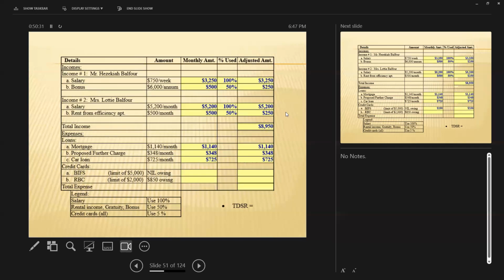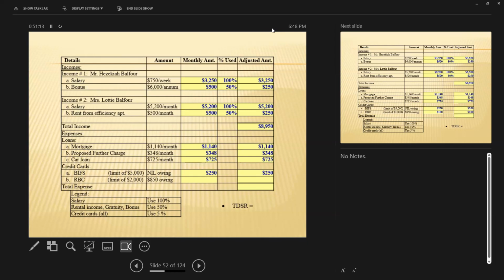Again, remember, in the net worth statement we use the balance of the credit card. But now we are calculating the TDSR, so we work it on the limit, because they can go up to that limit at any point in time, regardless of what the current balance is. Okay, just want to make sure you're all on the same page with that. So it's $250.